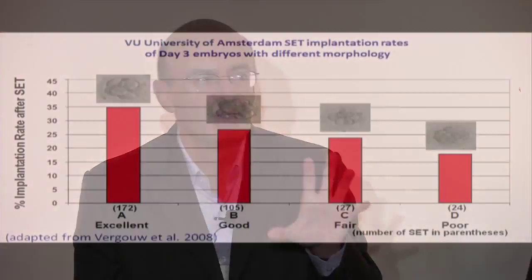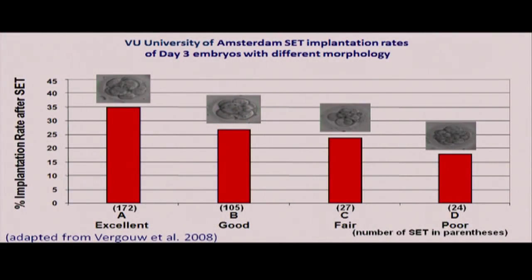So the other concept is that, even the way we've been crudely doing morphology, we knew that when we had a nice looking embryo, the chances of that embryo developing to a pregnancy were much better than the ones that didn't look that good. If you look at this graph here, for example, this is from single embryo transfers. This was a study that we were part of in Amsterdam, in Holland, where single embryo transfer is mandatory by law.